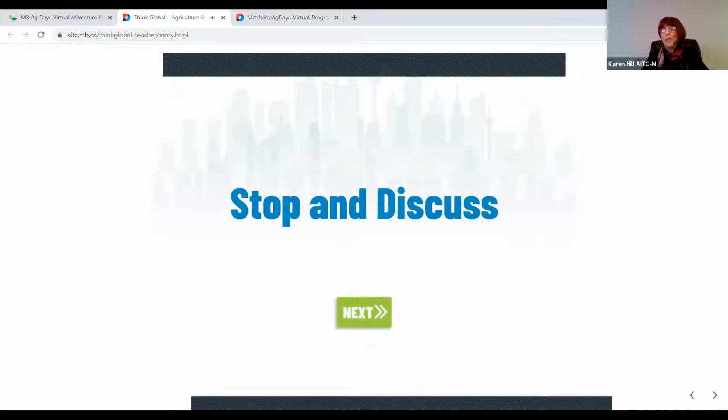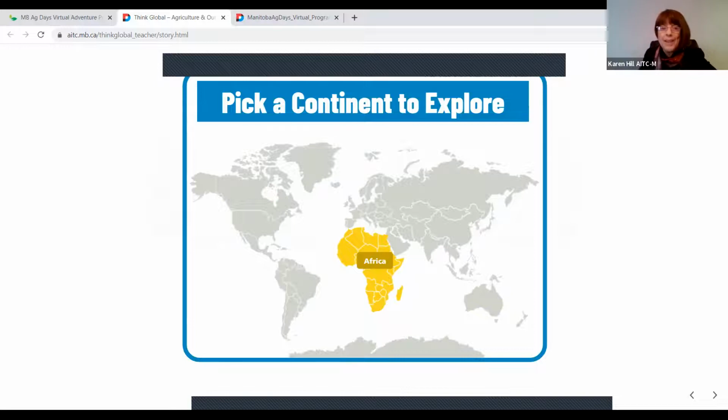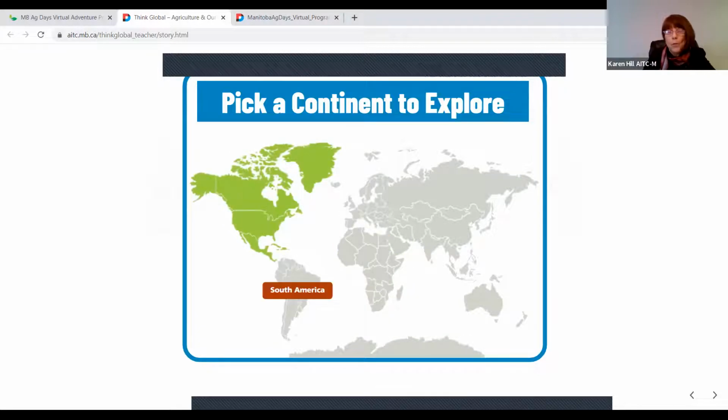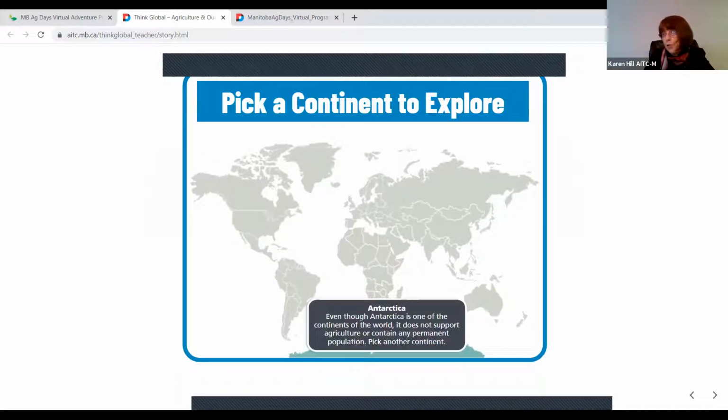And then we come to the stop and discuss. This is the time when you would check that they did understand what agriculture was and who would work in agriculture. And then when they go back to play the next section, they need to pick a continent. So I suggest that you number off your students 1, 2, 3, 4, 5, 6, 1, 2, 3, 4, 5, 6, have all the 1s play North America, the 2s South America, the 3s Africa, etc. If they try and play Antarctica, it will tell them that there's no agriculture on Antarctica, so that's not a pick they can have.